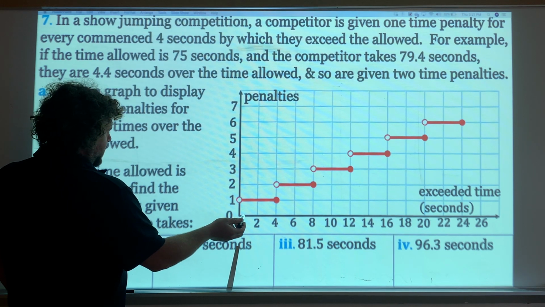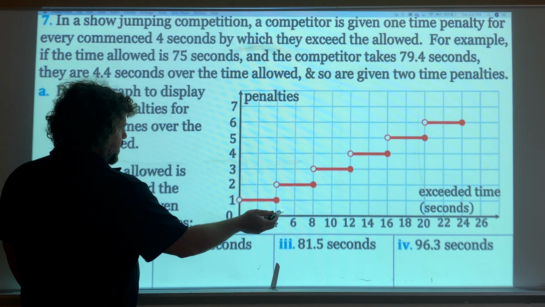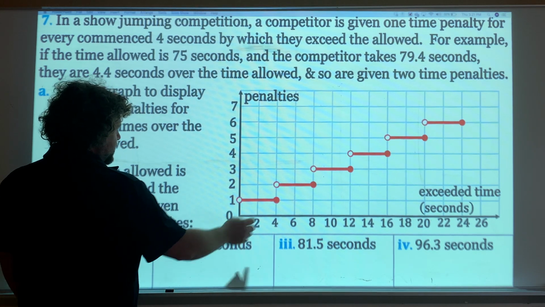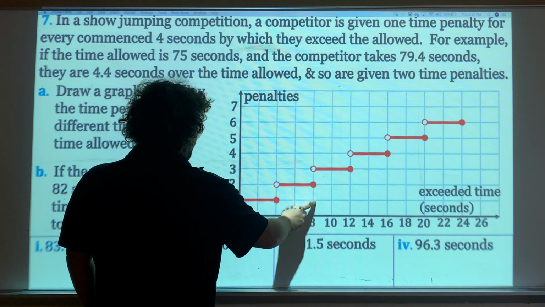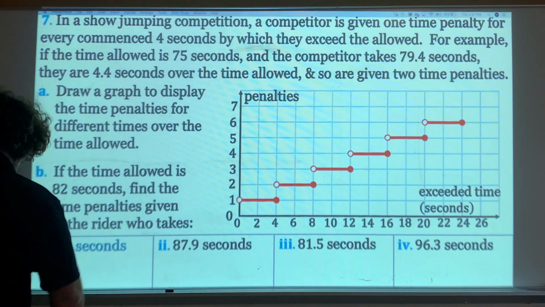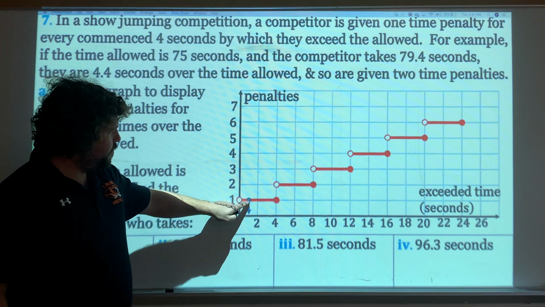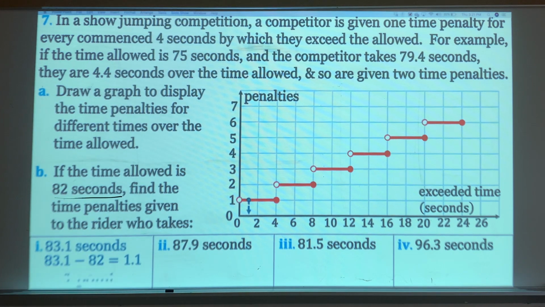This would be everywhere from 82 to 86, 86 to 90, 90 to, and so on. So first one, 83.1 seconds. That's how long it took. How long are you allowed? You're only allowed 82. So 83.1 minus 82 is 1.1 seconds over. So what's our penalty? Go over to 1.1, 1 point penalty.